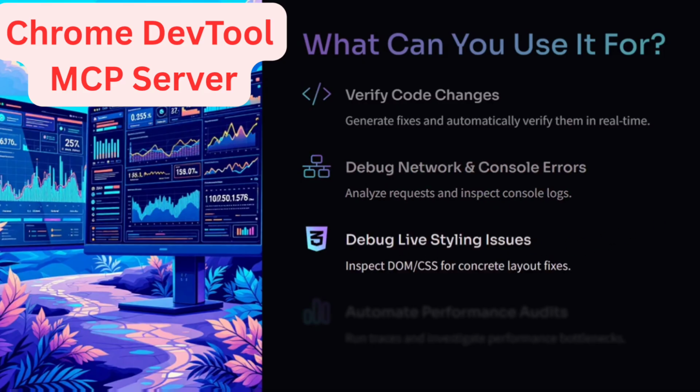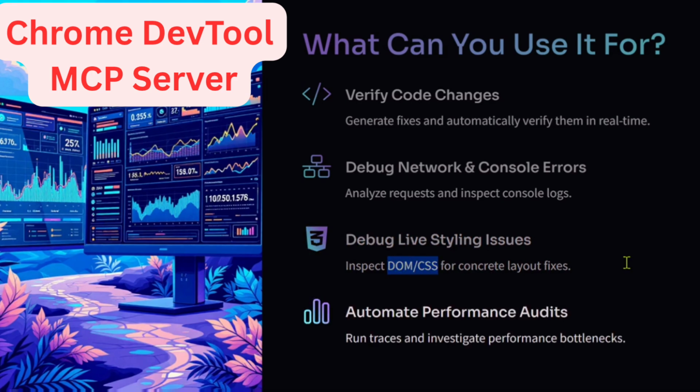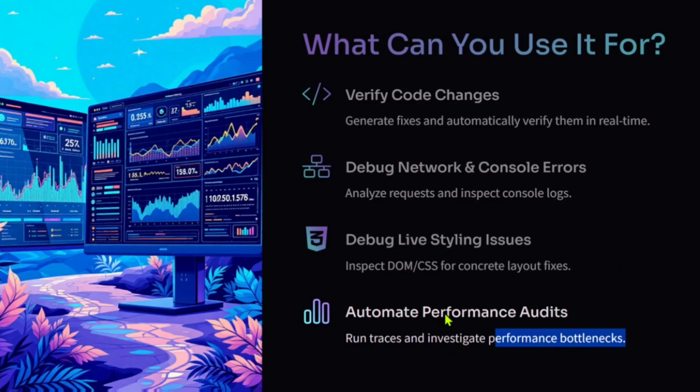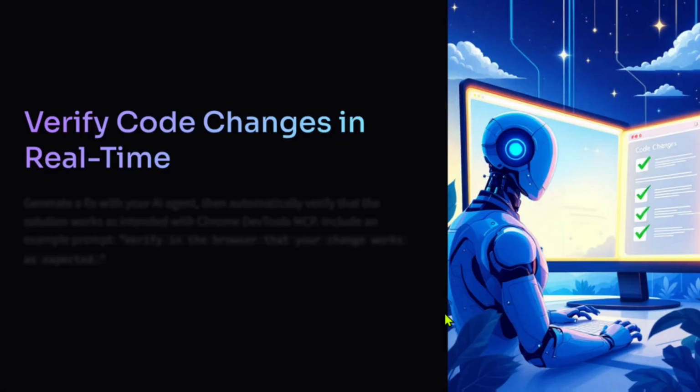Imagine you are a backend engineer who hates CSS. Then fixing a layout can feel like a nightmare to you. With MCP, the AI can inspect the DOM and suggest the exact CSS changes to you. And finally, it can automate performance audits as well. The agents can run traces and flag the bottlenecks automatically. It turns AI from a guessing assistant into a hands-on debugging partner.